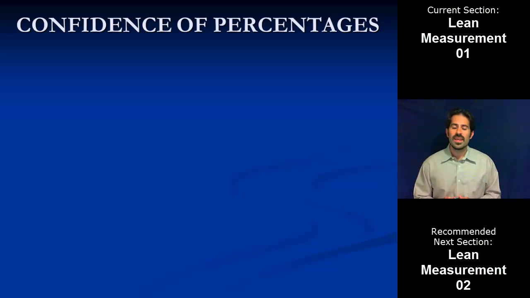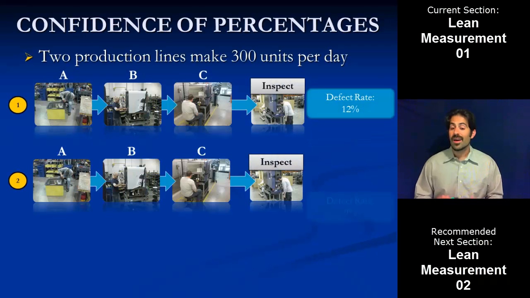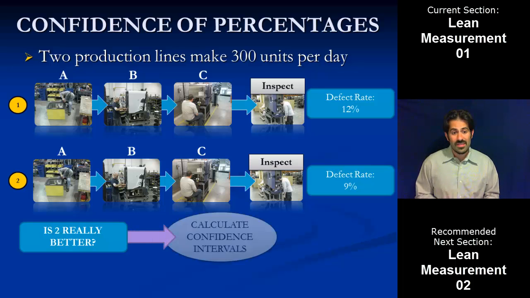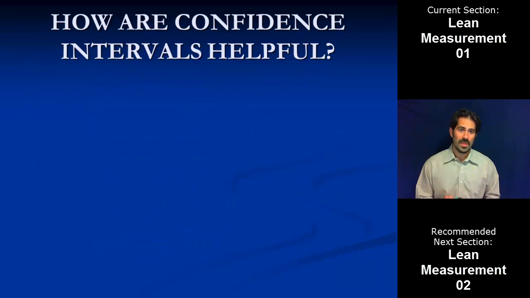So then the second way is confidence intervals for percentages. The first one relates to averages. And percentages look at things like, in this example, a defect rate. So now, same thing. We calculate a defect rate for the day. A defect rate for the day. Is 2 actually better? Well, how do we know? Again, confidence intervals. This time we'll calculate them for percentages, and that's actually going to show the real difference.